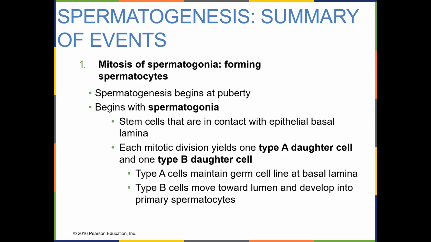The type A cells stay right up against the inner lining of the seminiferous tubule. The type B cells start moving towards the lumen of the seminiferous tubule, and they become the primary spermatocytes. The type A cells stay there as spermatogonia. So type A stays, type B goes. Because if we didn't keep half of the daughter cells there as spermatogonia, how would we ever continue to produce sperm cells? We can't have everybody going off to become sperm. Half of them stay there so they can keep making new sperm cells.